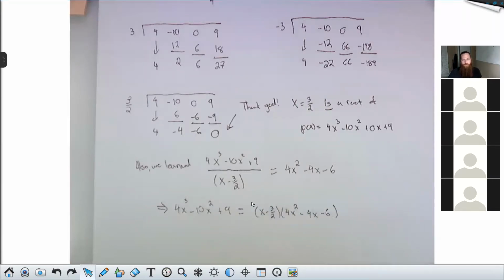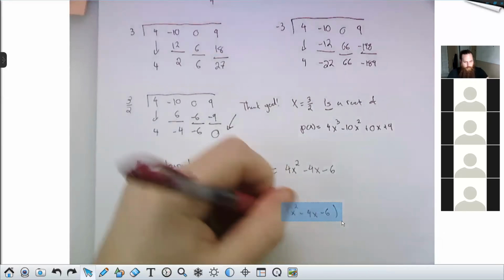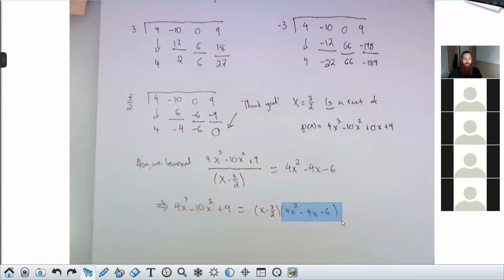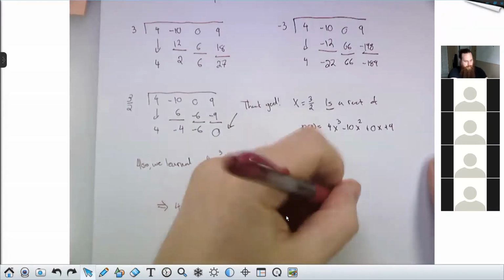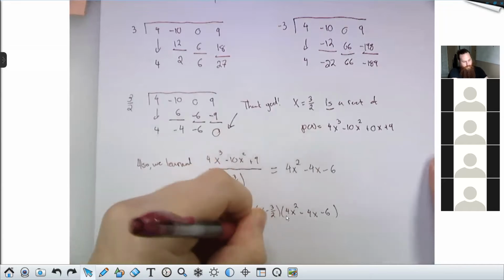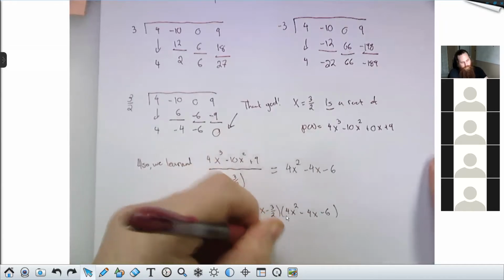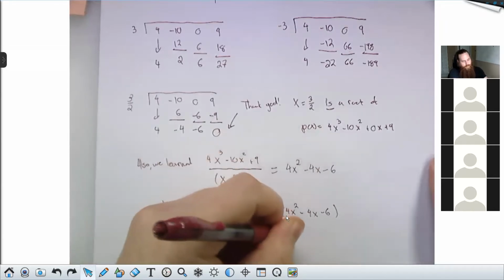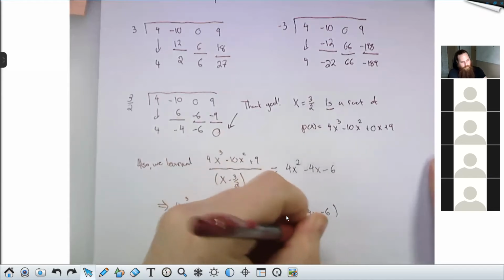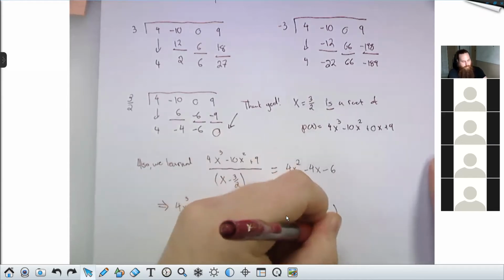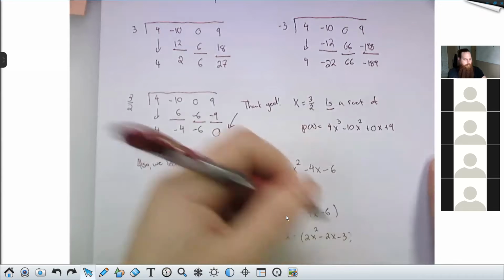I was able to, I use the word extract, this factor from this polynomial, and I learned that what's left over is this. And this is a quadratic now, so I can factor this using whatever tricks you remember for factoring quadratics. Every term there is divisible by 2. So this is x minus 3/2 times 2 times 2x squared minus 2x minus 3.